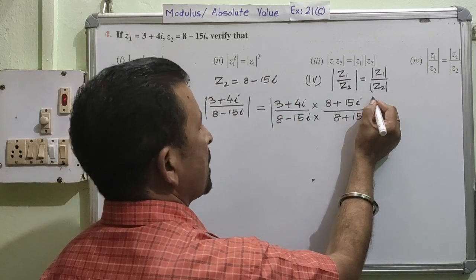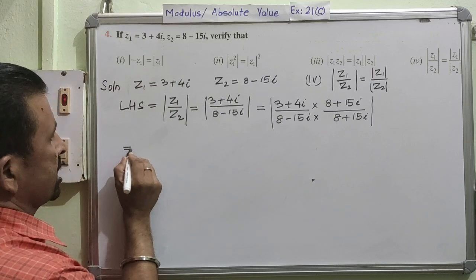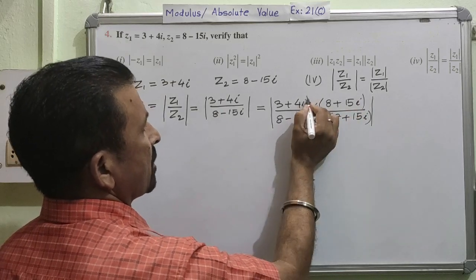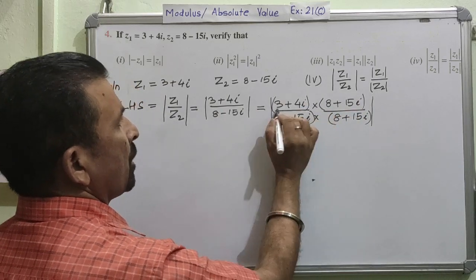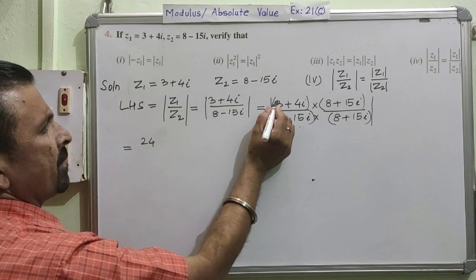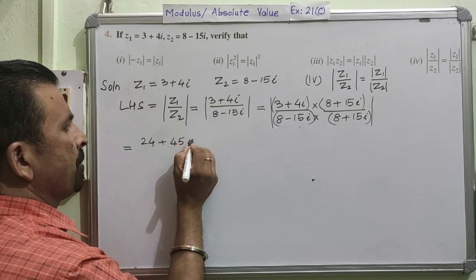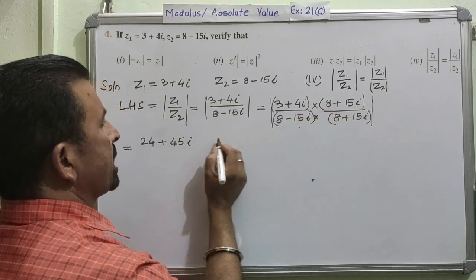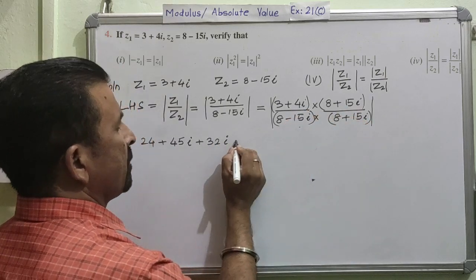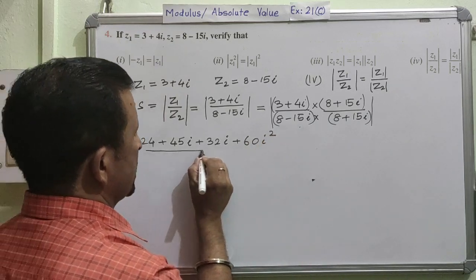Right? Now, numerator we can multiply. When we multiply the numerator, we get 3 into 8, these two are multiplied. We can put this in a bracket, it will be easier for us to understand. Now we can multiply. 3 times 8 is 24. And then 3 times 15 is 45i. Now with 4i: 4i into 8 is 32i. And then 4i into 15i will become 4 times 15, which is 60, i into i square.